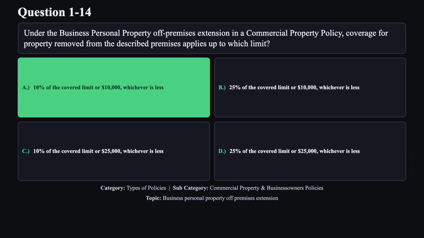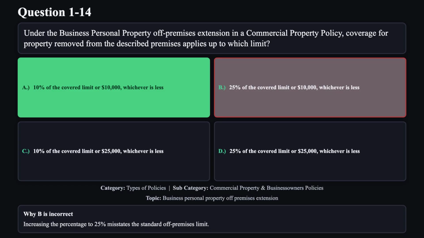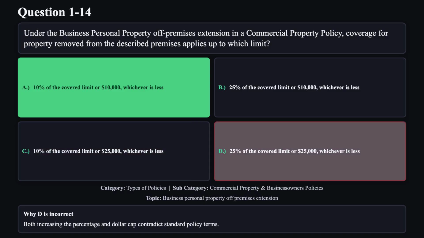The correct answer is A. The off-premises extension provides coverage up to 10% of the coverage limit, or $10,000, whichever amount is less. Reason B is not correct. Increasing the percentage to 25% misstates the standard off-premises limit. Reason C is not correct. Raising the dollar cap to $25,000 exceeds the CPP's prescribed maximum. Reason D is not correct. Both increasing the percentage and dollar cap contradict standard policy terms.